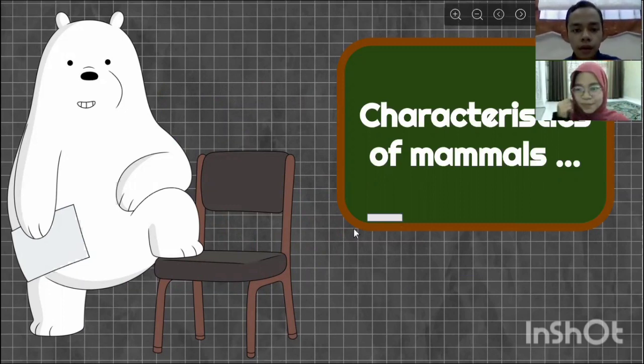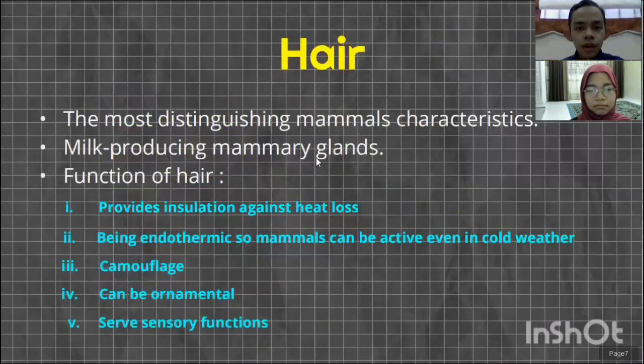Okay, so now I will explain about the characteristic of mammals. So we have 5 main characteristics for mammals. So we will go one by one. So the first one is hair. So hair is the most distinguishing mammals characteristic besides the milk-producing mammary glands that I will explain later.